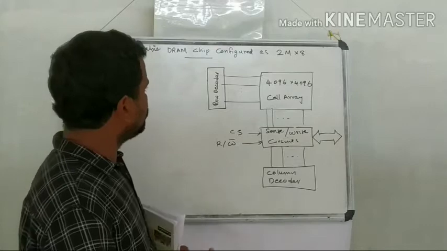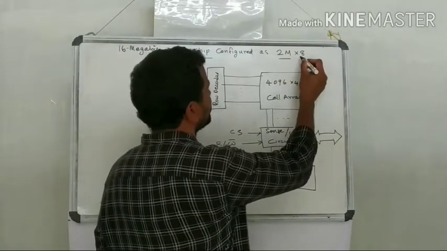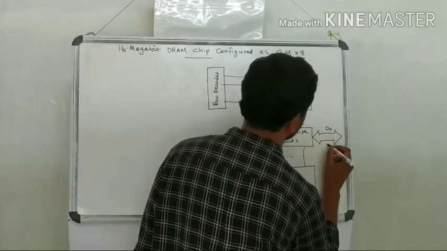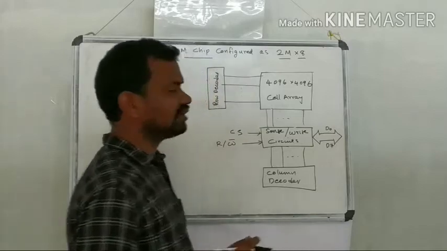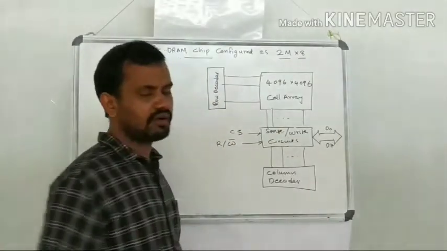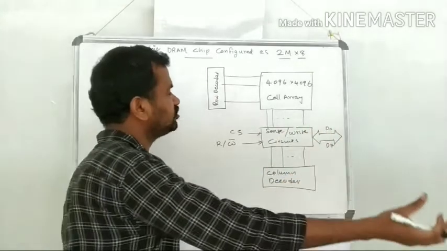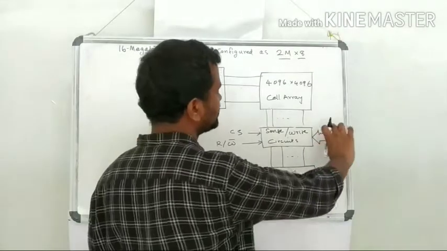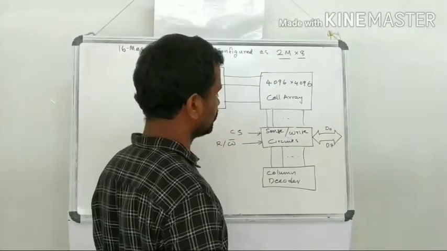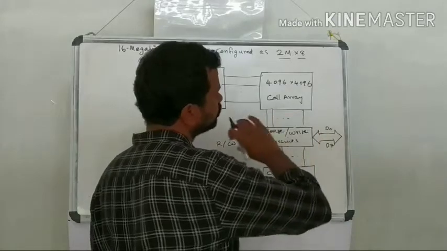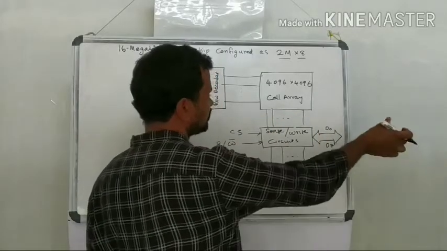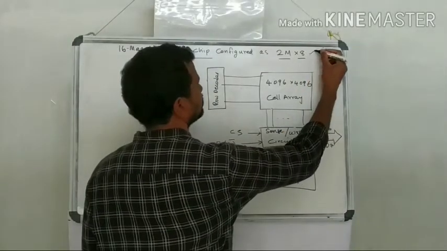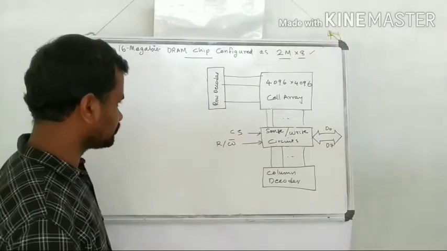Then we have to configure this as 2M into 8, that is, 2 mega into 8. So the output bus, with D0 to D7, is 8 bits wide, so the output will be available as 8 bits. During a write operation, the input, or the data bus width, is also 8 bits. During a read operation, output will be available through this one, and during a write operation, the data to be written is given through this bus. So this indicates the width of the data bus.